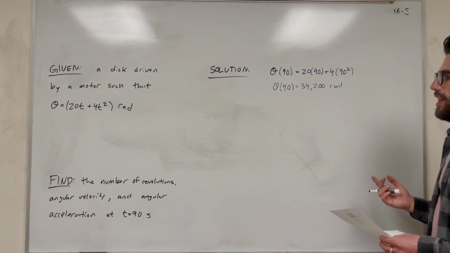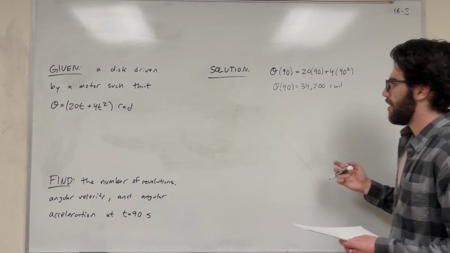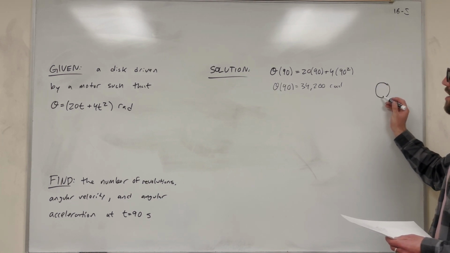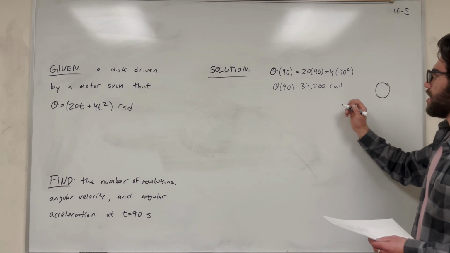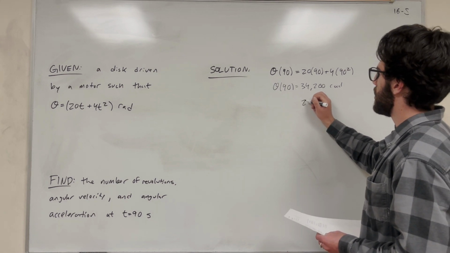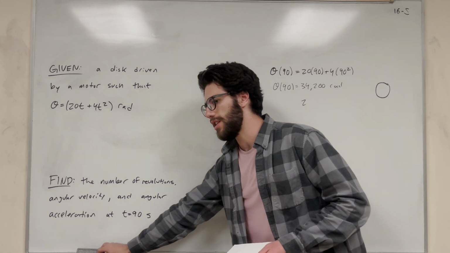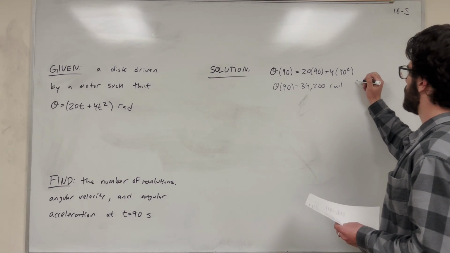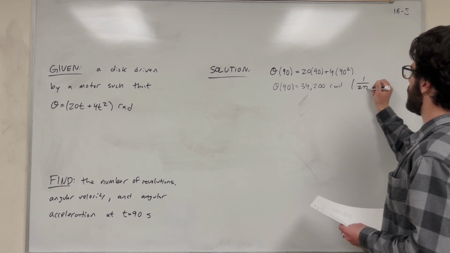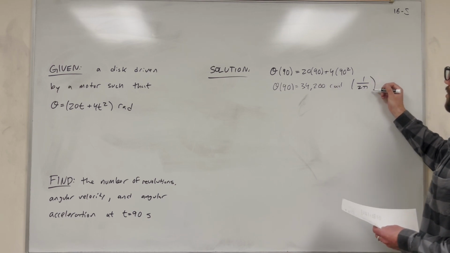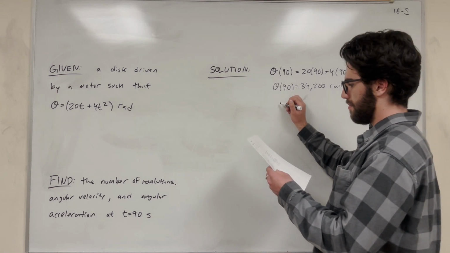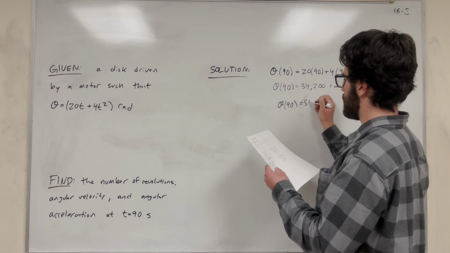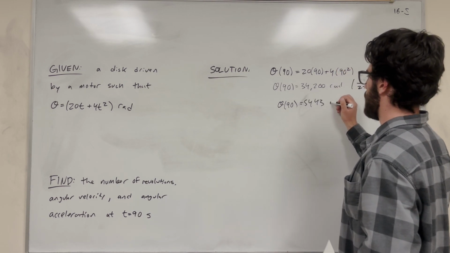Okay, so we want it in number of revolutions. A full circle is 2 pi radians, and it's 1 revolution. So to convert from radians, we're going to take that 34,200 and divide this number by 2 pi, because it's 1 revolution per 2 pi radians. And so this is going to leave you with theta of 90 equal to 5,443 revolutions.